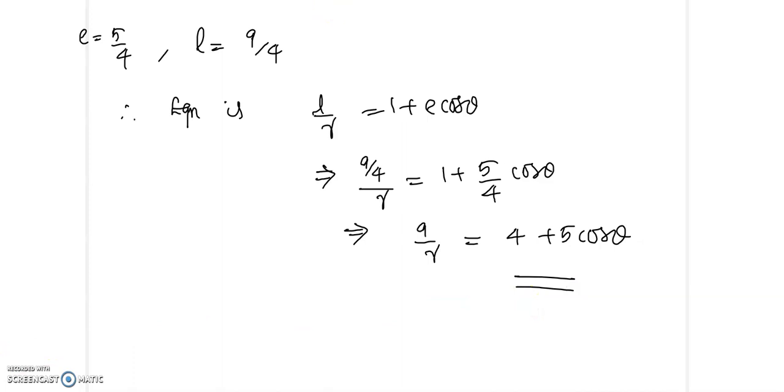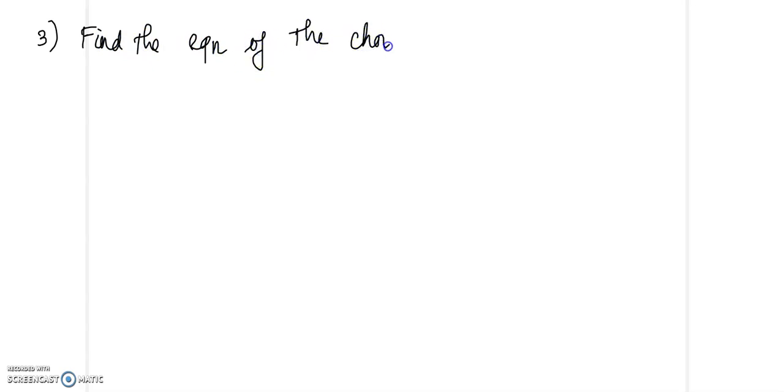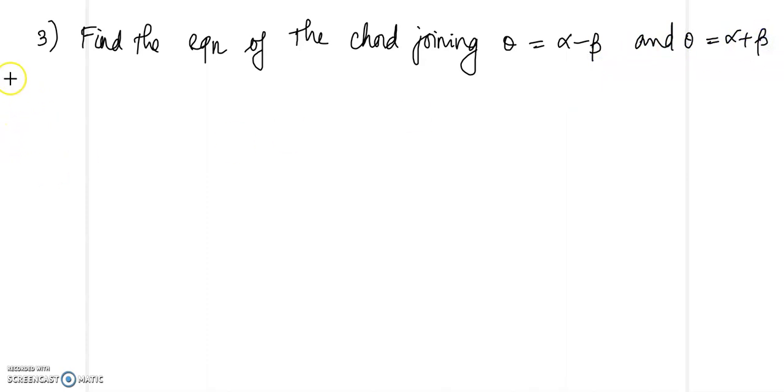Okay. Next problem is to find the equation of the chord joining theta equal to alpha minus beta and theta equal to alpha plus beta on the conic L by r equal to 1 minus e cos theta. So let us look at what is the equation of the chord.